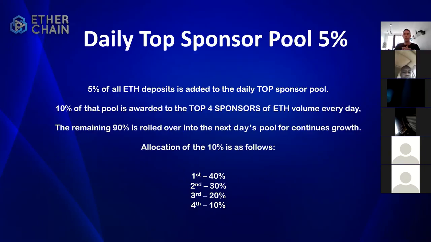Now, looking at the daily top sponsor pool, this is another really, really cool incentive that rewards the top producers of Ethereum volume towards the fund. Now, 5% of all deposits going into EtherChain is added to the daily top sponsor pool. 10% of this pool is awarded to the top 4 sponsors of Ethereum volume every single day. Remaining 90% is rolled over to the next day's pool for continuous growth of this. Right now, this pool is around 200 Ethereum. That means 20 Ethereum is being paid out every single day to the top 4 producers, or shared between the top 4 producers. And the allocation of the 10% is as following: 40%, 30, 20, and 10.